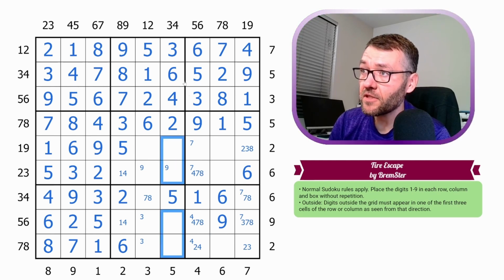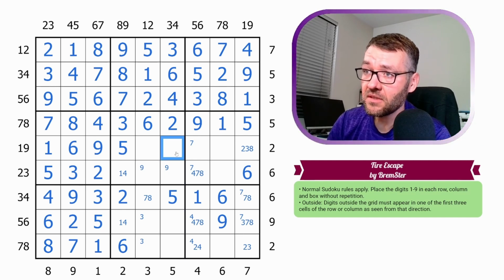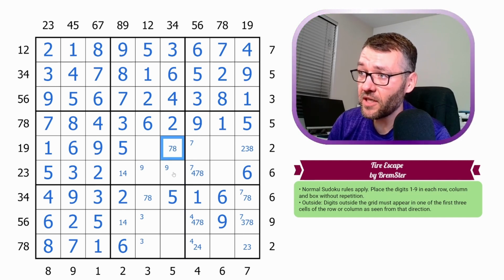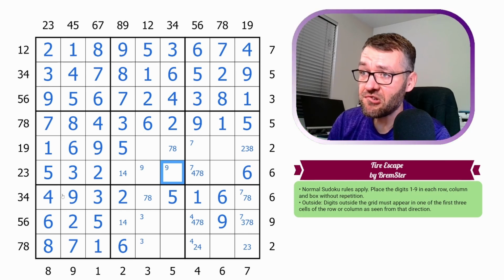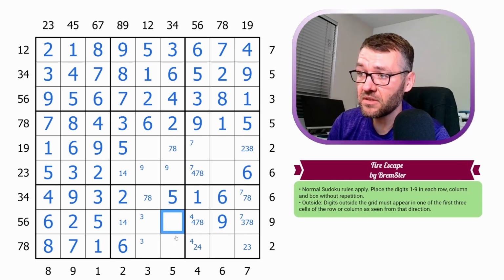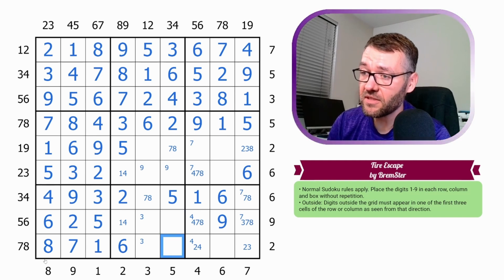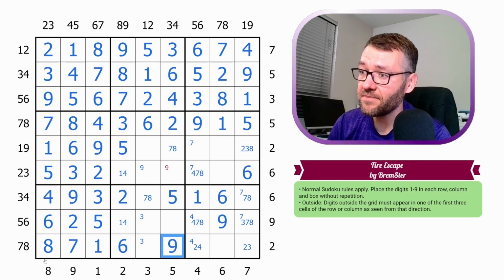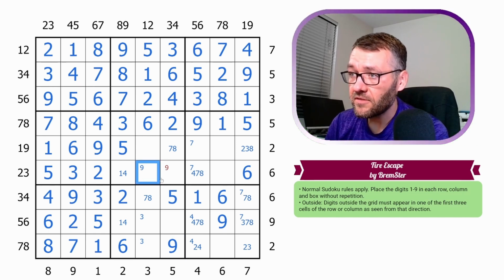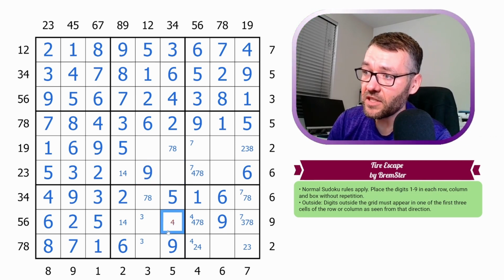Need 4 digits left for this row, which are 1, 7, 8, 9. This can't be a 1 or 9, so this is a 7 or an 8. This can be literally any of them. This could be any of them. This one can't be a 1, 7, or an 8, so this is a 9. Which leaves this as the only spot for 9 in this box. So this is 4, 7, 8.